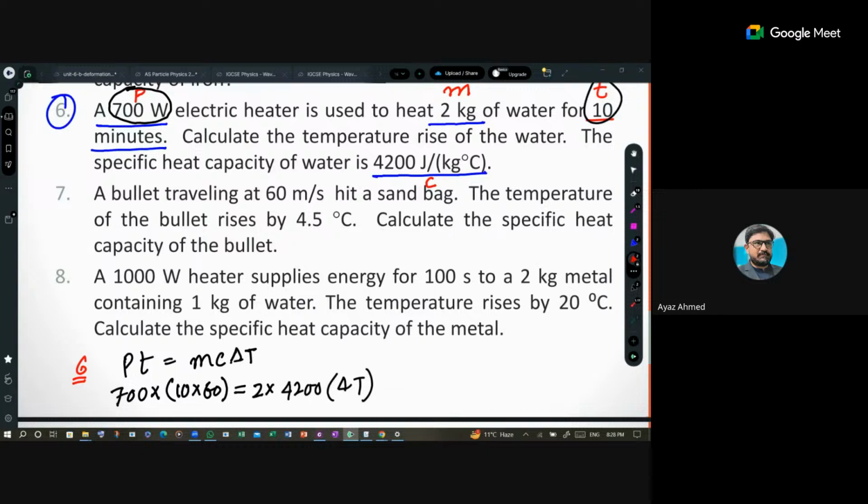Don't you have a calculator today? Yeah, I have. I'm calculating right now. Sir, 420,000 equal to 8,400. Wait, 850. Delta T is 50. Total delta T is 50. Okay, 850 or only 50? 50. Okay, 50 degrees centigrade. Okay, Meerab, please counter check this one.